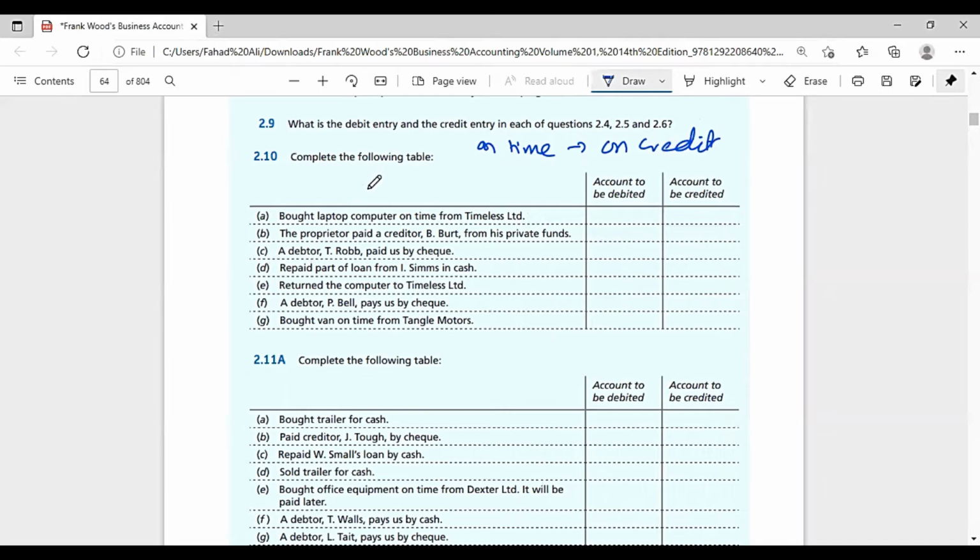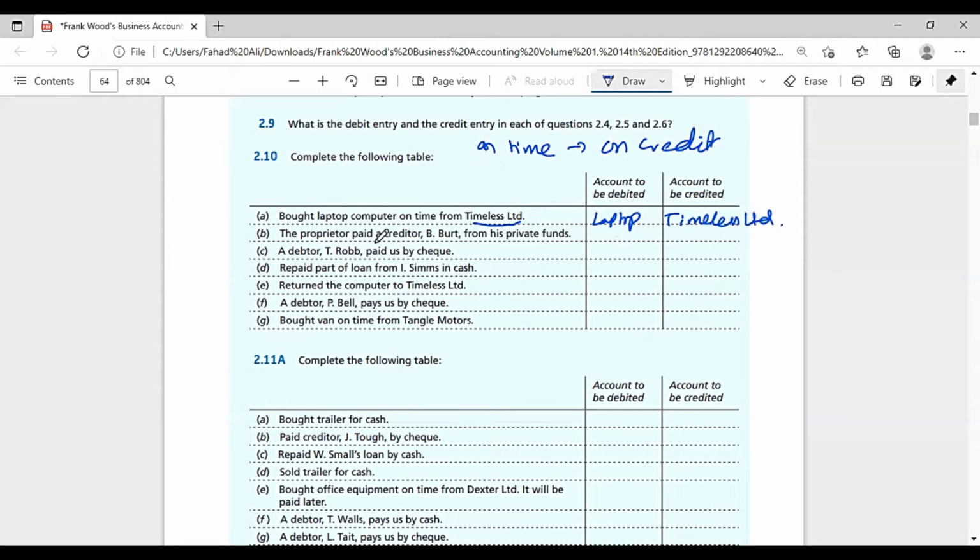So bought laptop computer. Debit means something coming inside the business. Credit means something going outside the business. So laptop computer, we are buying that. What will be debited? The laptop computer. And the credit would be automatically the other name, Timeless Limited, because they're giving it to us, right?